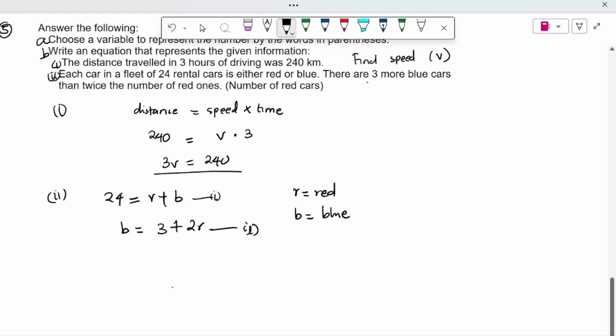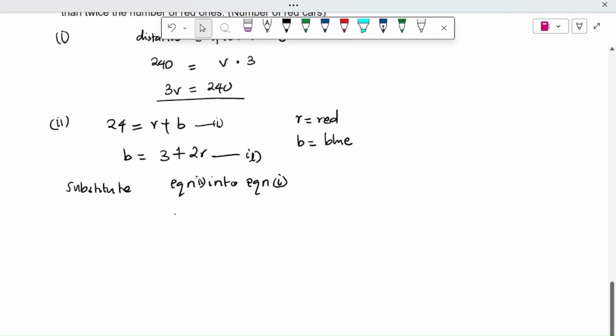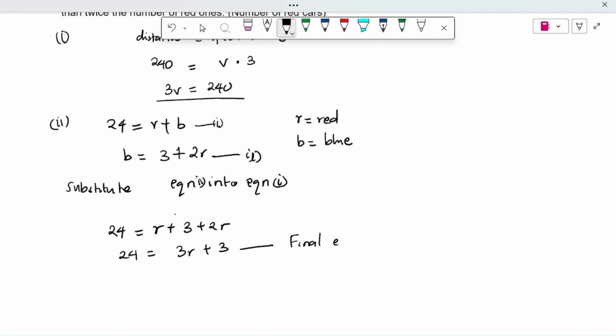This is equation 1. So you substitute equation 2 into equation 1. Equation 2 is going to be substituted here, where you have the value of b. So 24 is equal to r plus 3 plus 2r after the substitution. So 24 is equal to 3r plus 3. This is the final equation.